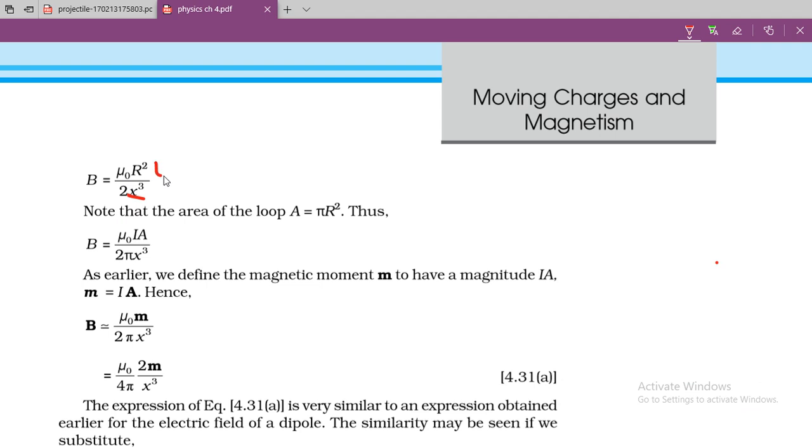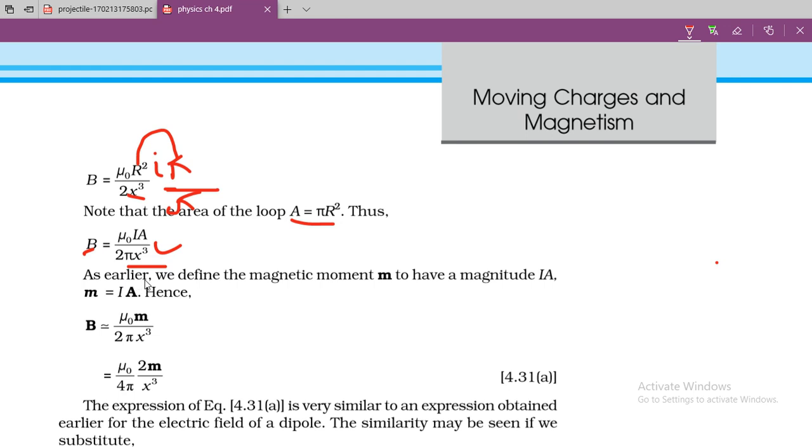with I. Now note that the area of the loop is A is equal to pi r square, so you can multiply pi in both numerator and denominator. So this pi r square together becomes the area. Okay, so you will get B is equal to mu naught I A upon 2 pi x cube. So mu naught I A upon 2 pi x cube. This is the formula for the magnetic field.